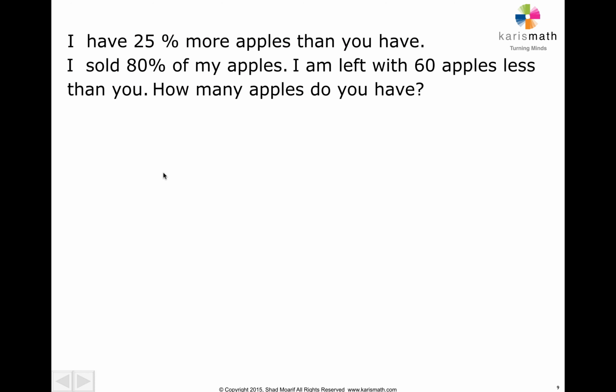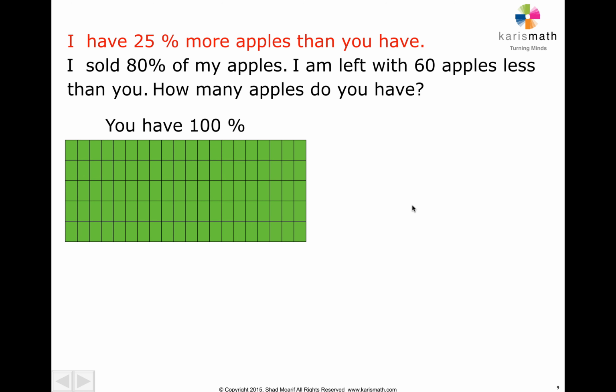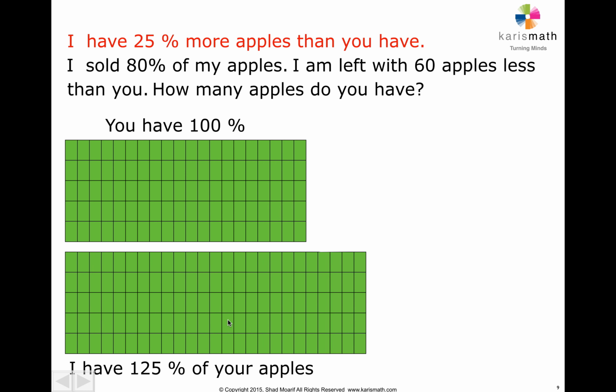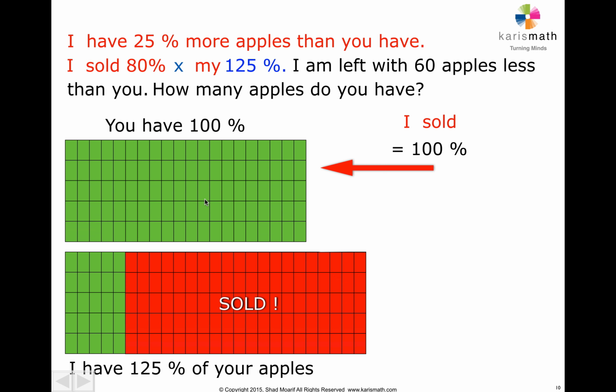Okay, this is a little bit harder than the last one. Here again, I have 25% more apples than you have, just that the information is different. I have 25% more, so I'll add 25% here. And I sold 80% of my apples, meaning 80% of 125%. So that's sold. We work that out. It comes to 4/5 of 125%, which is 100%, which means I sold the equivalent of this many apples. So I sold all of that.